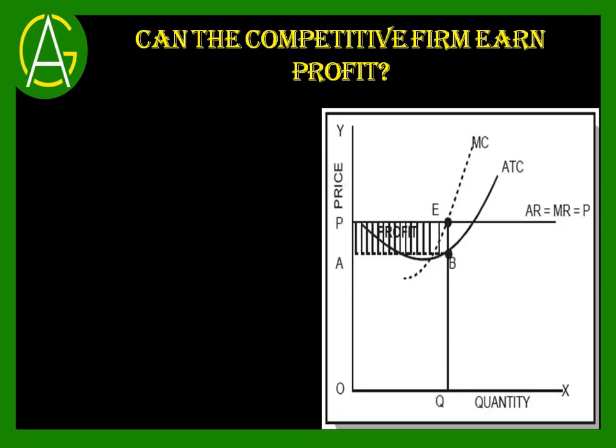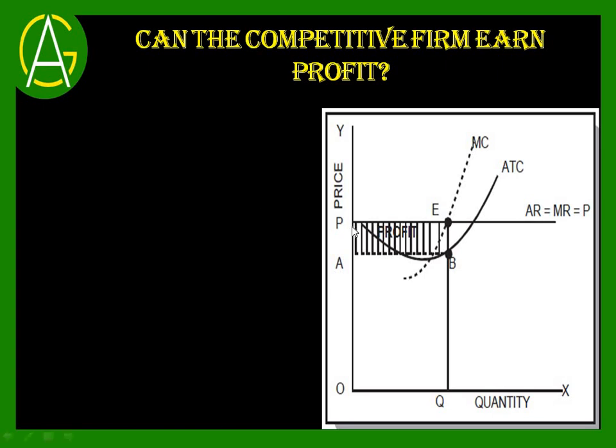Here is a diagram given in front of you. Friends, when such a diagram is given, there are certain steps to understand it. The first step is to find out the equilibrium point. Remember, the first step is to find out the equilibrium point. Now you know that in order to find the equilibrium point, we need two things: marginal revenue and marginal cost.